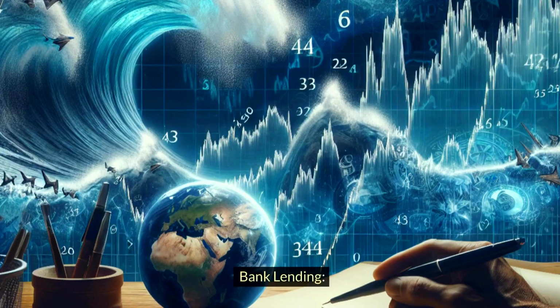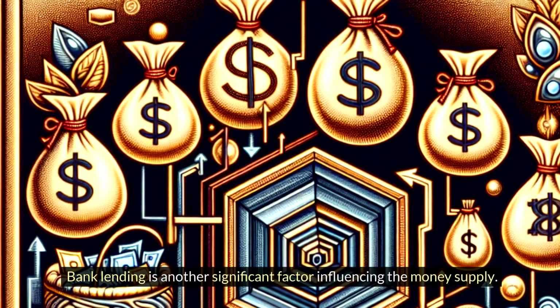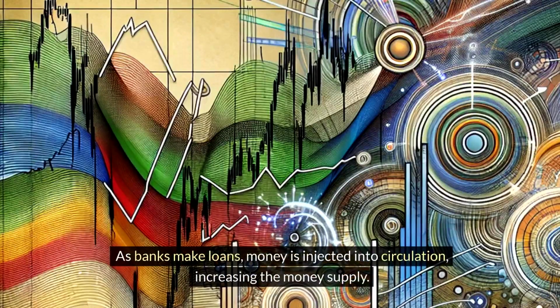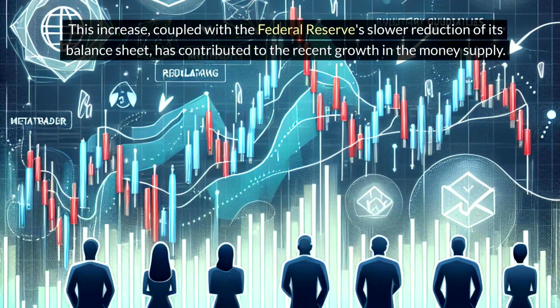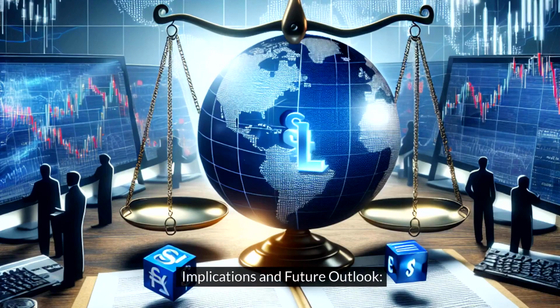Bank lending. Bank lending is another significant factor influencing the money supply. As banks make loans, money is injected into circulation, increasing the money supply. After a slowdown in bank lending in 2023, it has recently started to increase again. This increase, coupled with the Federal Reserve's slower reduction of its balance sheet, has contributed to the recent growth in the money supply.